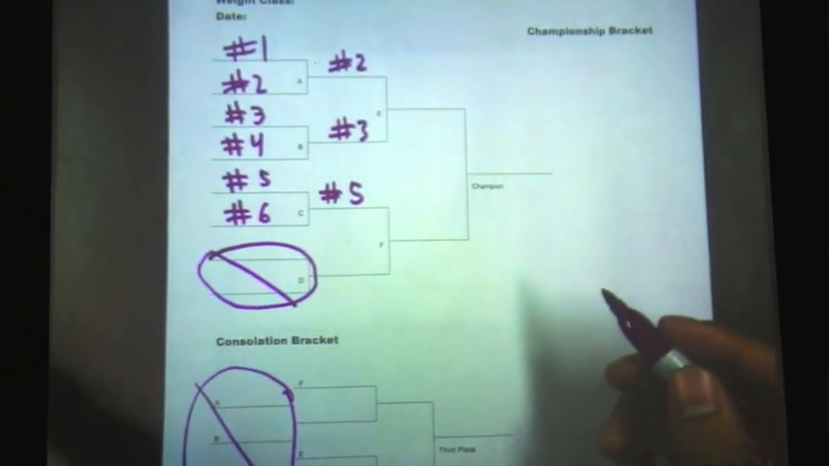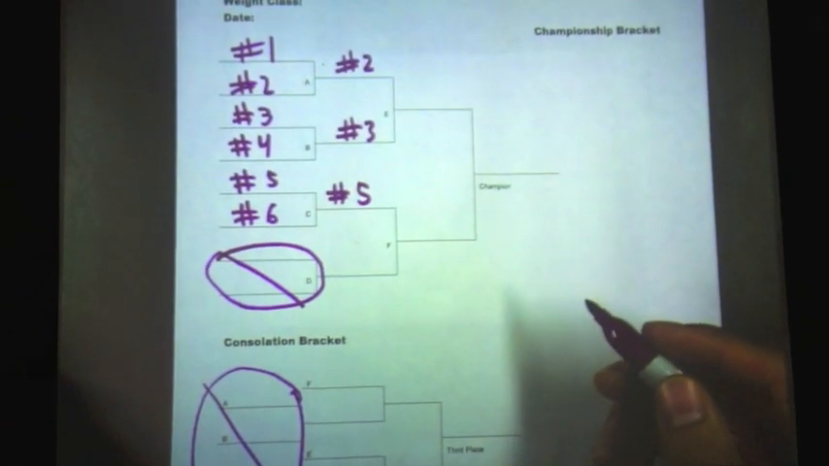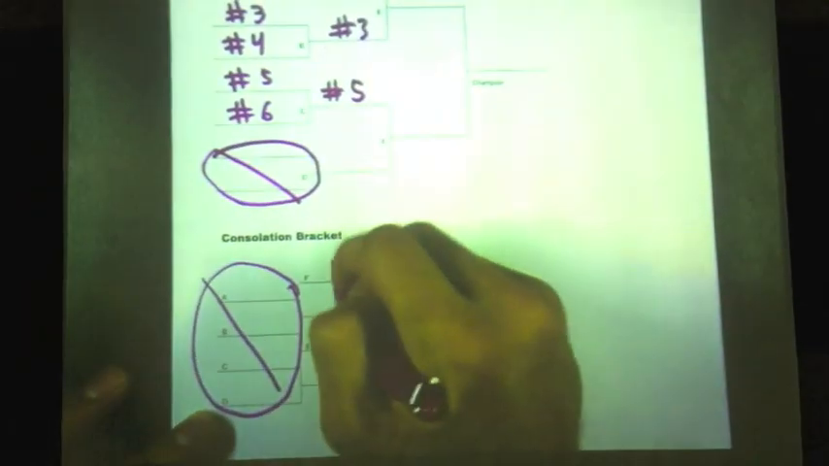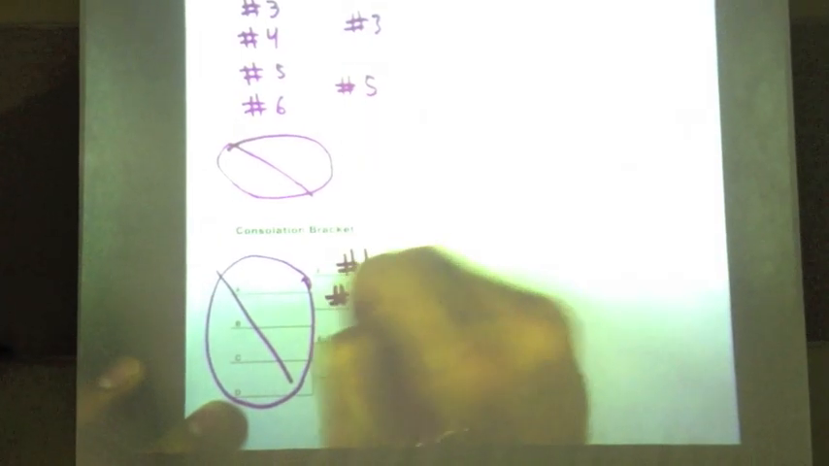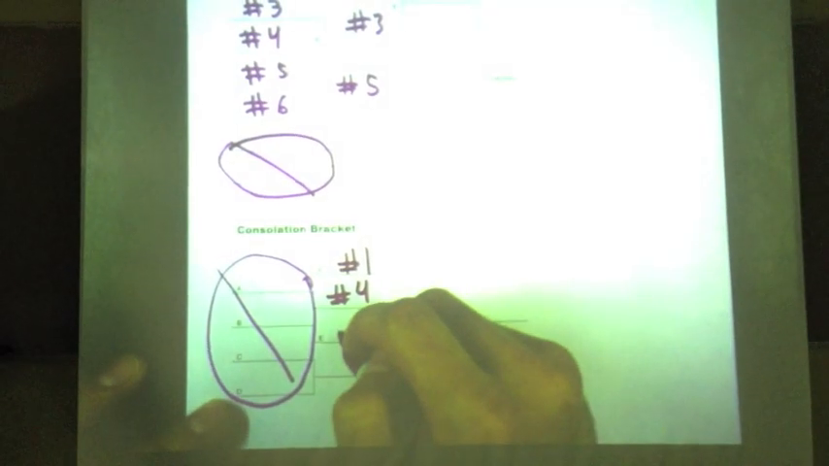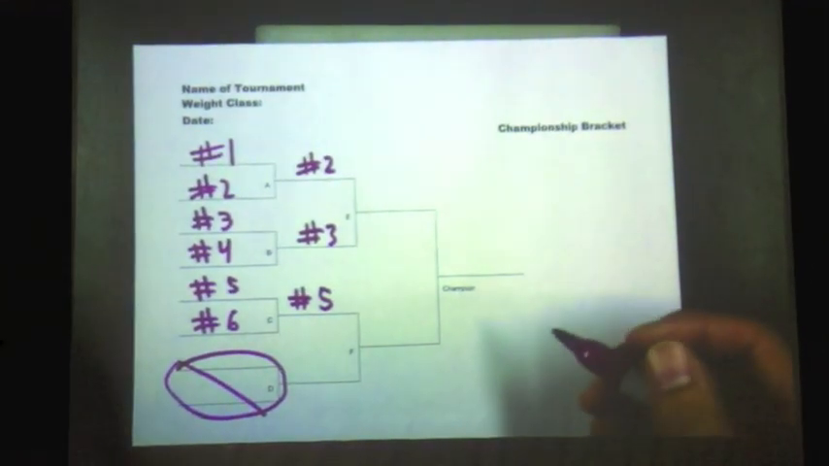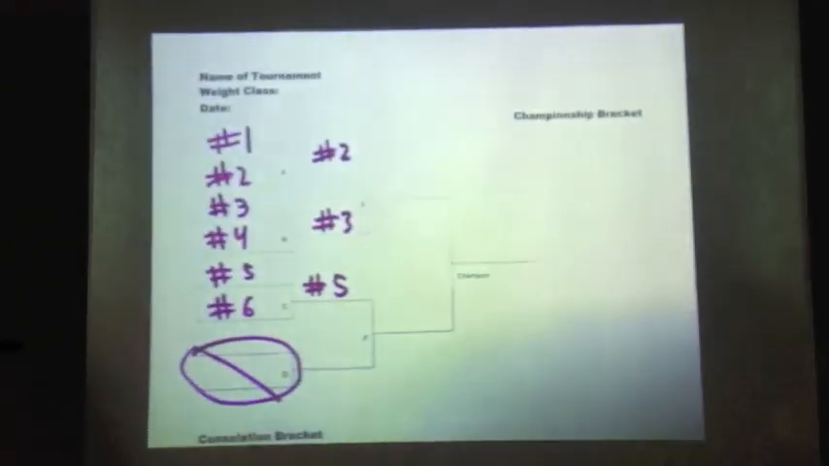We have 3 people remaining that have not lost yet. What do we do with the other 3 people? Well, the other 3 people are going to be dropped down into the consolation bracket. Since number 1 lost to number 2, number 1 is in the consolation bracket. Number 4 lost as well, and number 6 lost to number 5. Coming back up to the championship bracket, in the second round we're going to need a bye for the person that doesn't have a match.